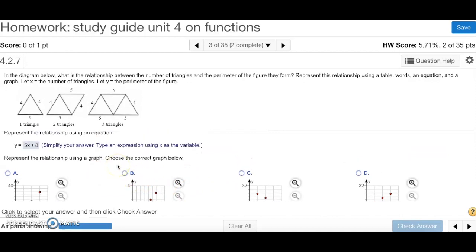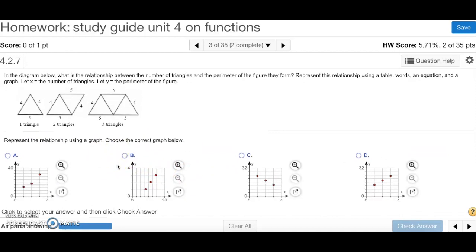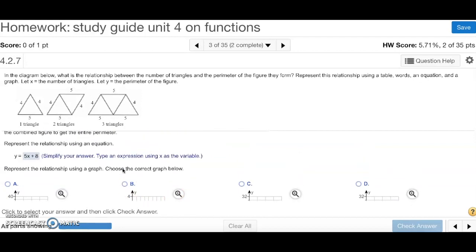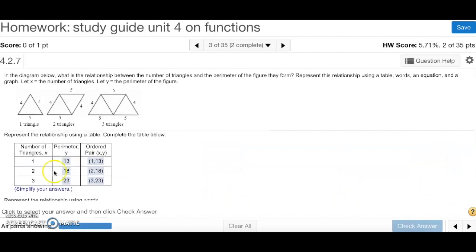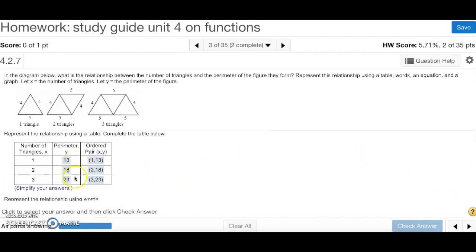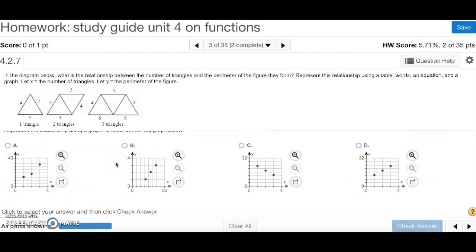Now our graph is increasing our perimeter, so that means it's not going to be C, and A is not even a line, so it's not going to be A or C. So now B and D have the X and Y axes flip-flopped. Looking at our table, number of triangles, X, is going to go 1, 2, 3, 4, the smaller amount of numbers, where the perimeter is going to be the larger amount of numbers. So that means our X, the smaller number, should be along the bottom. So that means it's going to be D.